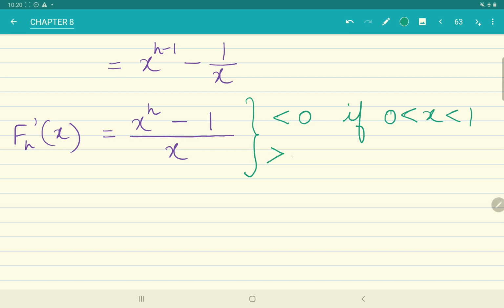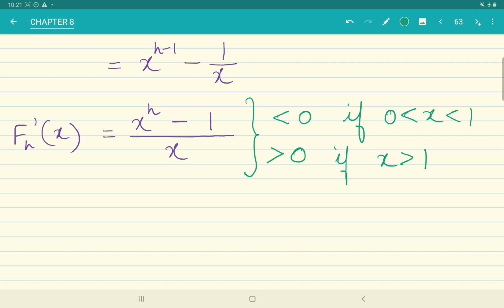Also, I can say that it is going to be greater than 0 if x is greater than 1. If x is greater than 1, obviously the denominator is going to be positive. If I raise x to any power which is more than 0, and I subtract 1 from that, it is going to be positive. Please keep this in mind, x is not 1, x is greater than 1. So the numerator will turn out to be positive. The denominator is anyway positive, so the whole fraction is going to be positive.